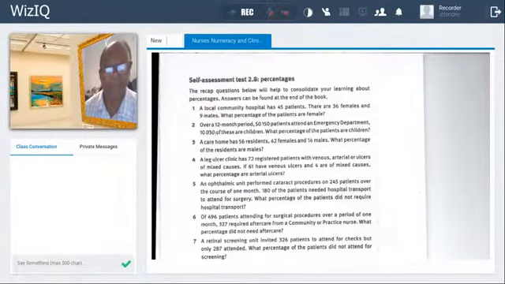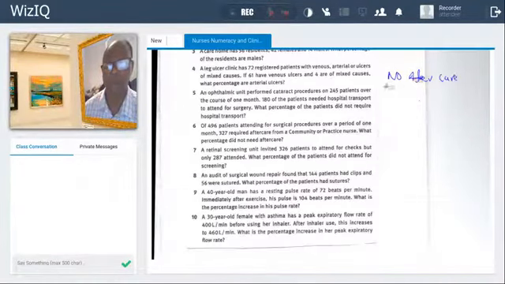Question 6 says, of the 496 patients attending for surgical procedures over a period of 1 month, 327 require aftercare from a community or practice nurse. What percentage do not need aftercare? Okay, so what you have is no aftercare divided by the total, and then you multiply by 100 over 1.